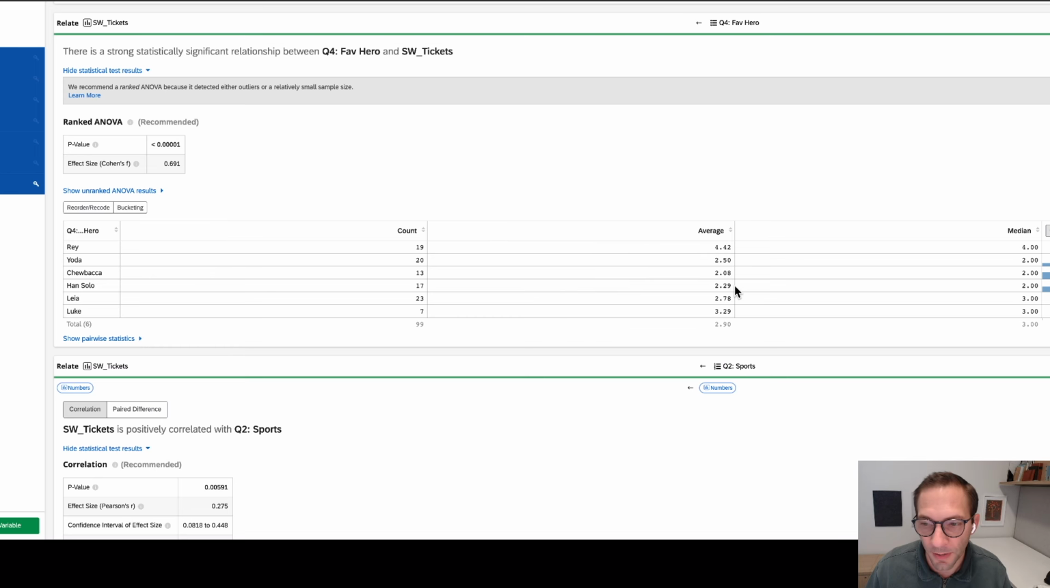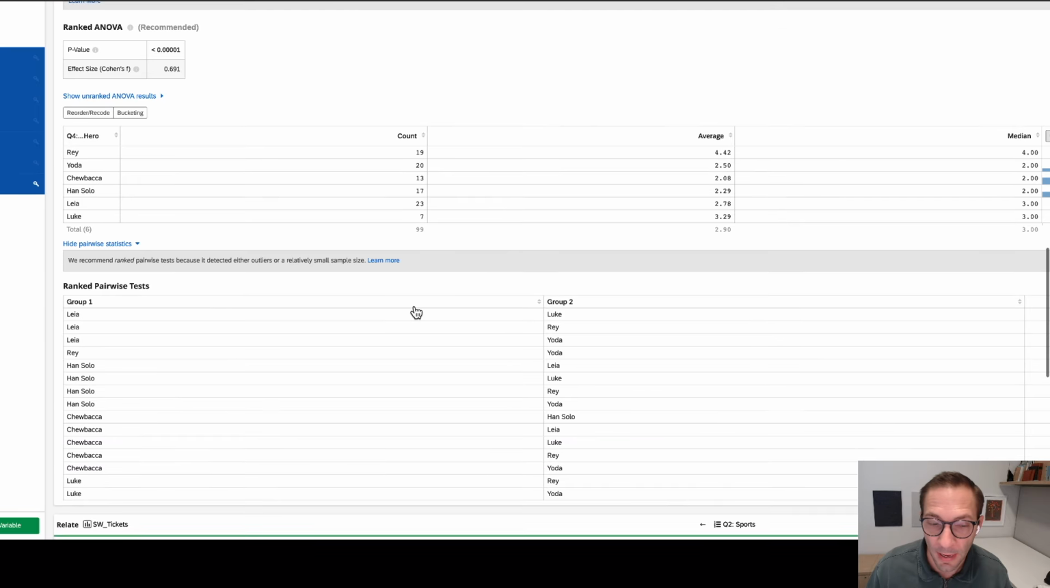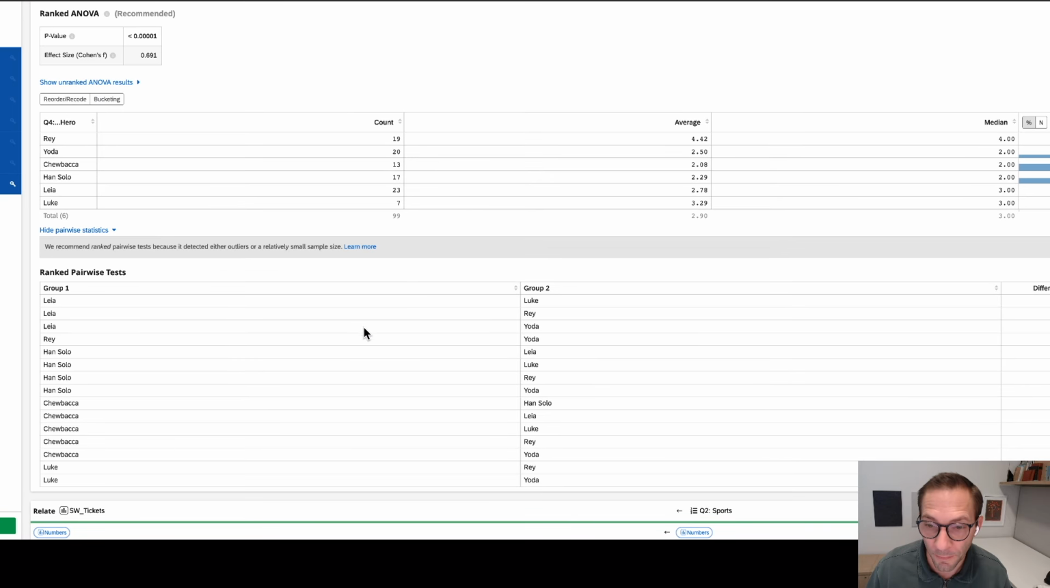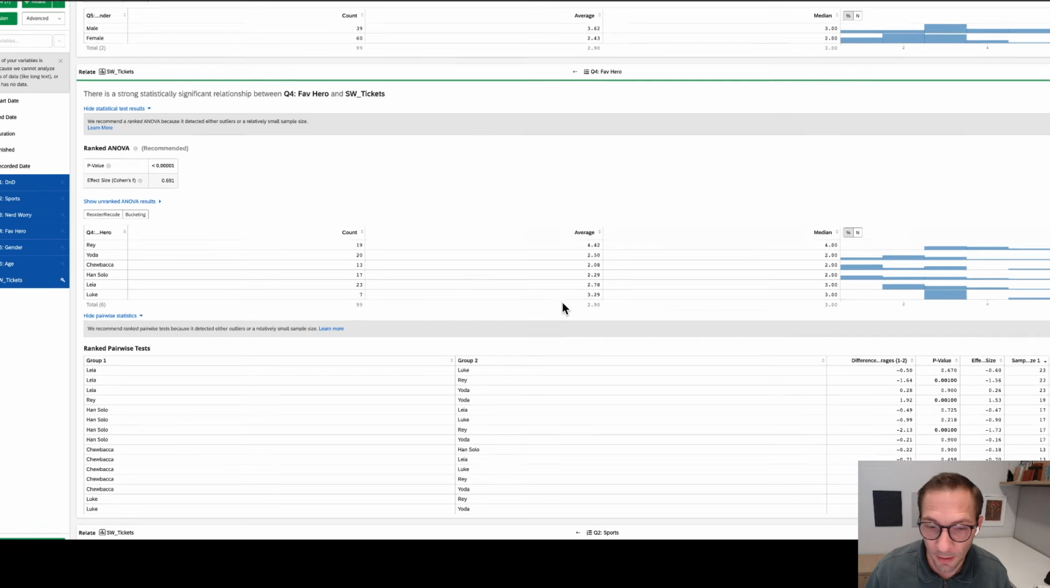They seem kind of close to me, but I'm not sure. Rey, on the other hand, is 4.42. Chewbacca's 2.08. Are those going to be significant differences? Probably. Something is significant. Something's going on. That's what this p-value tells us. But in order to know which ones significantly differ, we have to go to the pairwise comparison table and compare them. So let me zoom out here.